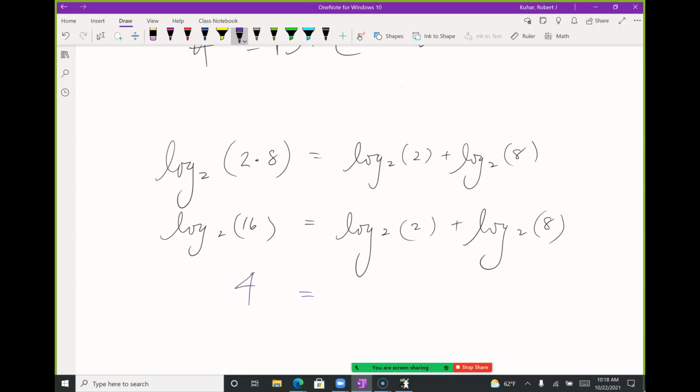4. Yep. What is the exponent of 2 that will give me 2? 1. What is the exponent of 2 that will give me 8? 3. Uh-oh, it looks like it worked. So, it's a real silly example, but you're just trying to get a grasp on this particular thing. Why are we doing these properties?